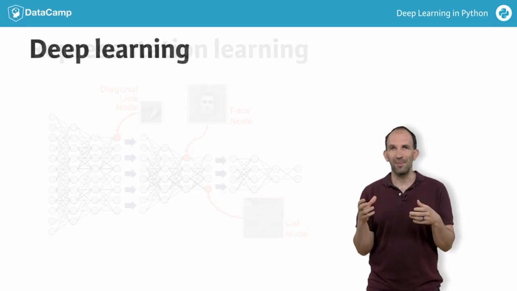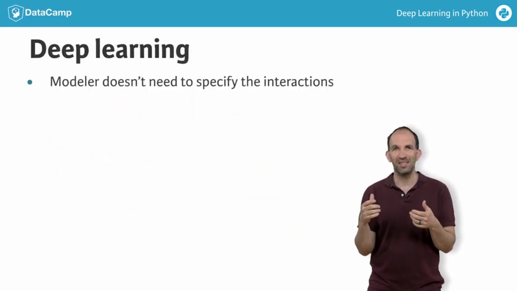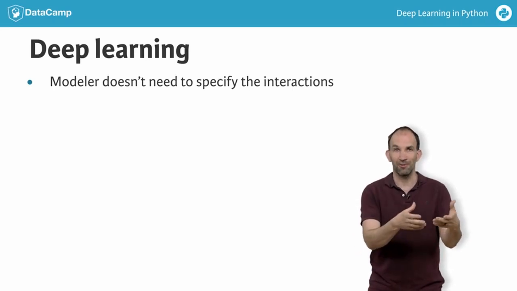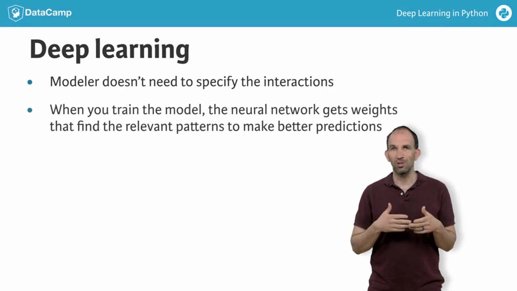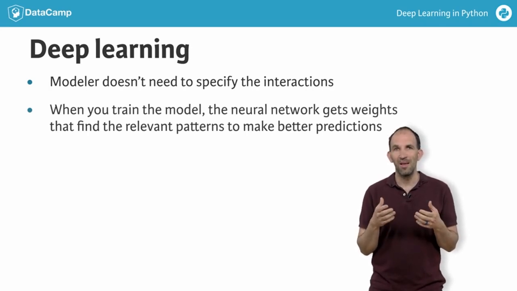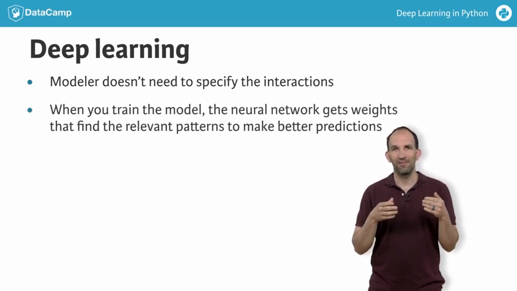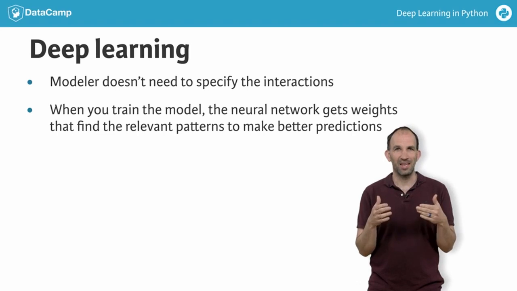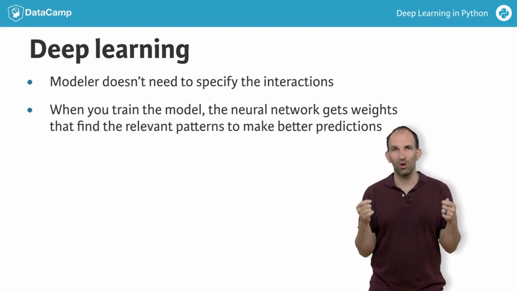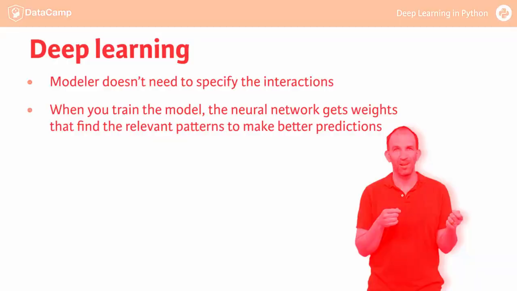The cool thing about deep learning is that the modeler doesn't need to specify those interactions. We never tell the model to look for diagonal lines. Instead, when you train the model, which you'll learn to do in the next chapter, the network gets weights that find the relevant patterns to make better predictions. Working with images may still seem abstract, but this idea of finding increasingly complex or abstract patterns is a recurring theme when people talk about deep learning.